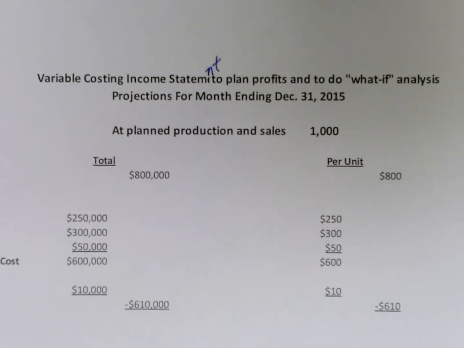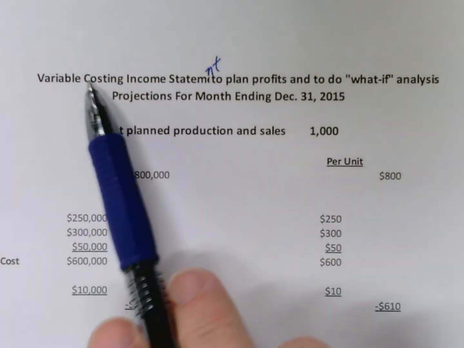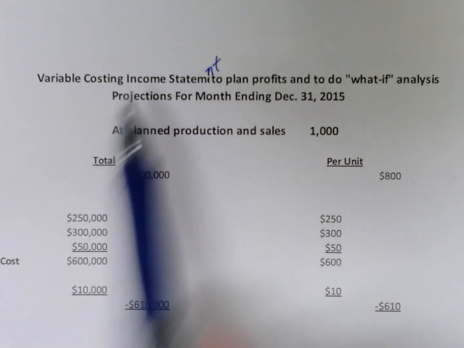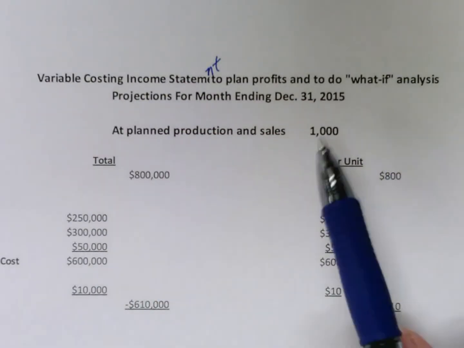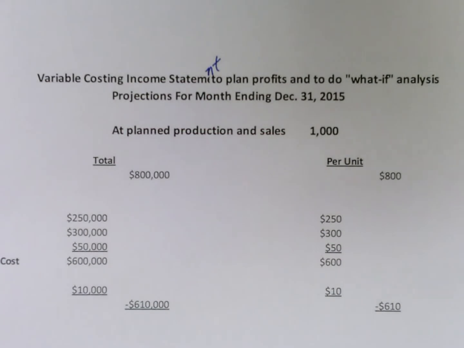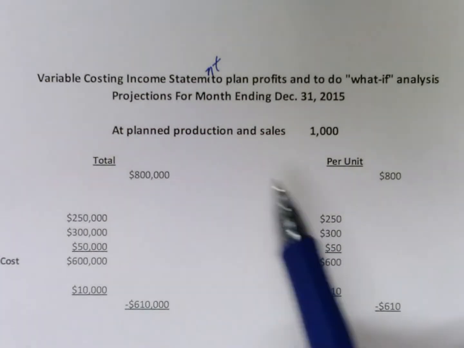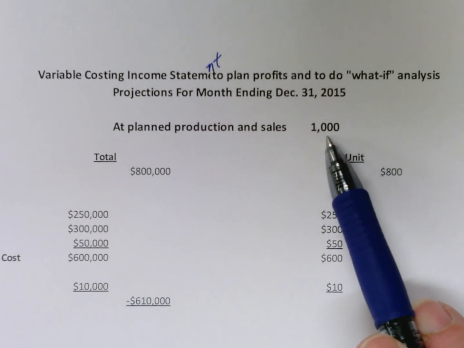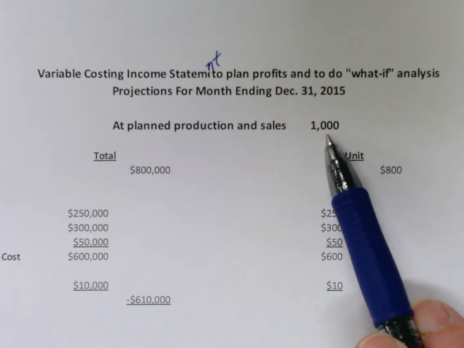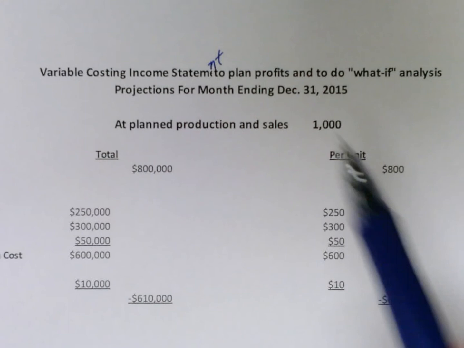Hello, this is Elizabeth Pluswick, and today we're going to look at a variable costing income statement that I've prepared to do what-if analysis. This is a planned income statement to plan production, costs, and profits at, in this case, a 1,000 unit level of production per month.